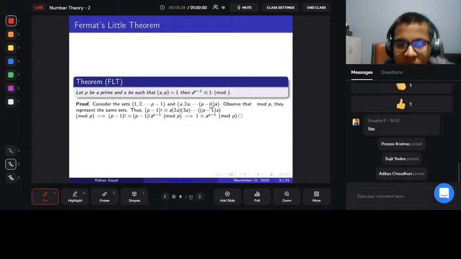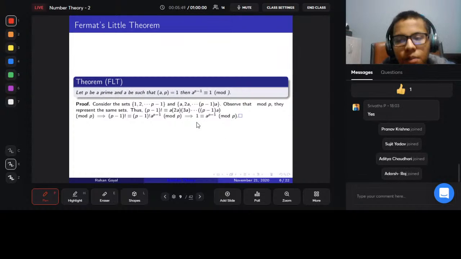So this set is same as this set. So we get that the product of all these numbers is same as the product of all these numbers mod p because they represent the same sets. So we get p minus 1 factorial is a into 2a into 3a till p minus 1a mod p, which means p minus 1 factorial is congruent to p minus 1 factorial into a to the p minus 1 mod p. And because p minus 1 factorial comma p is equal to 1, we can just remove it. So we get that 1 is congruent to a to the p minus 1 mod p.